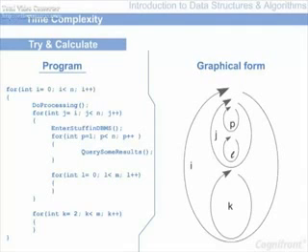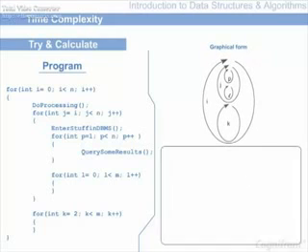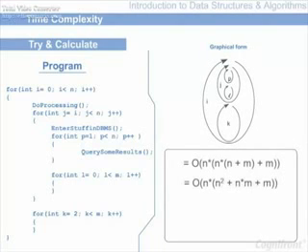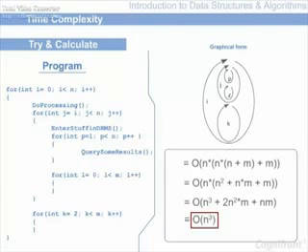We can represent the executable statements in the graphical form. After counting the total number of executable statements, it is observed that the time complexity of this program is O of a function of n. The maximum degree of n in this function is 3. Hence, the time complexity is O of n cubed.